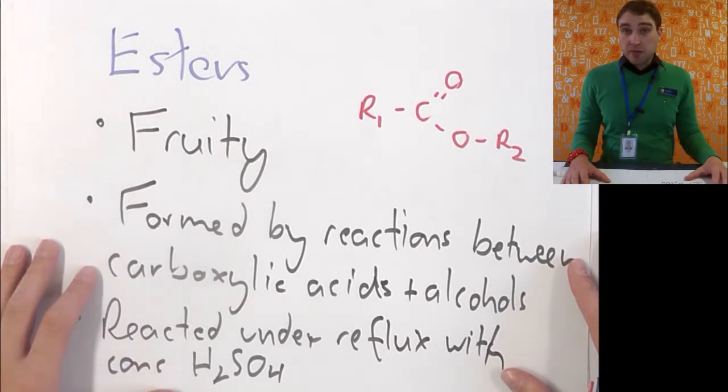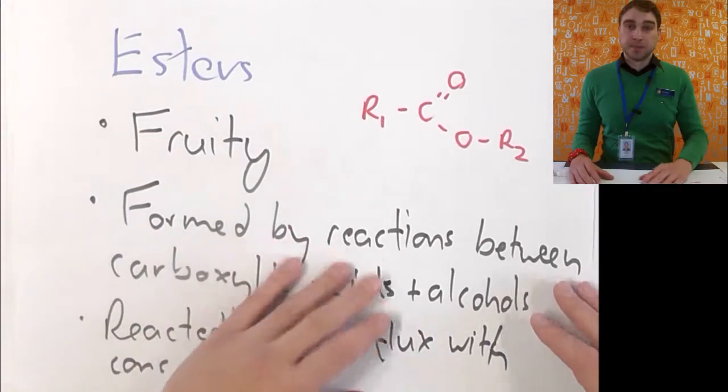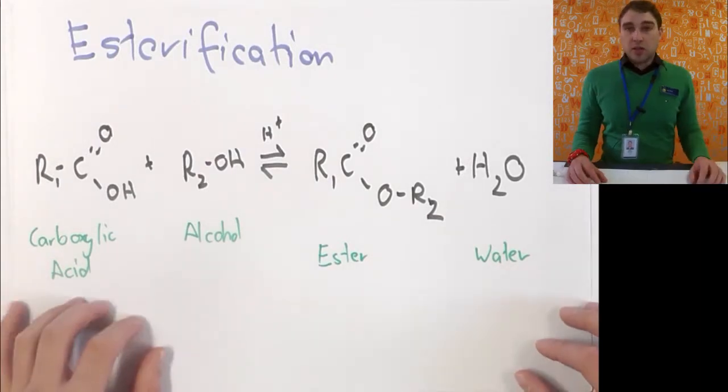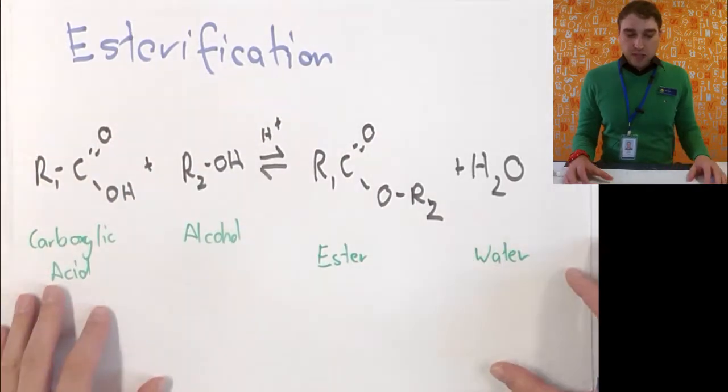The way that they're produced is you react the carboxylic acid with the alcohol under reflux using a small amount of concentrated sulfuric acid as a catalyst. So the reaction that produces an ester is called esterification. And here's an example using a basic formula of what's going to happen.